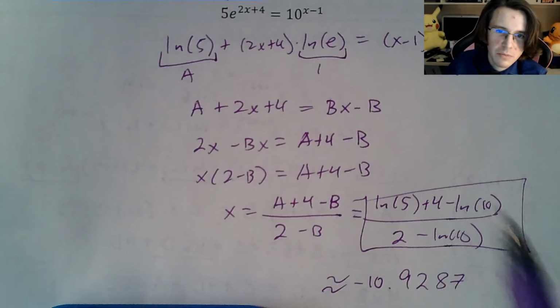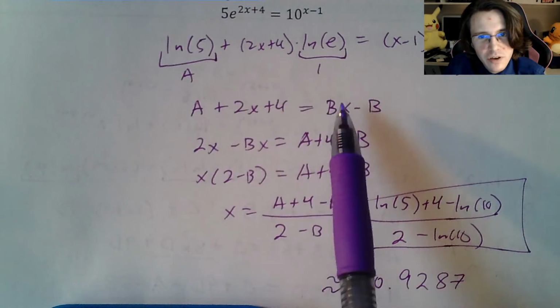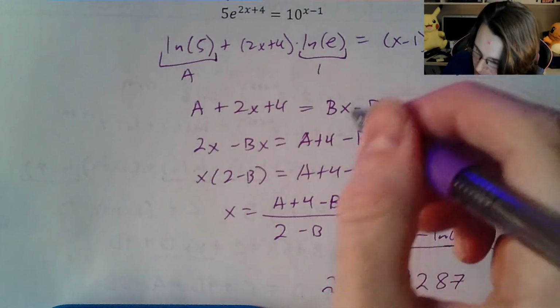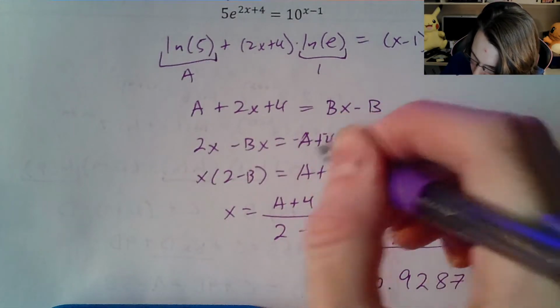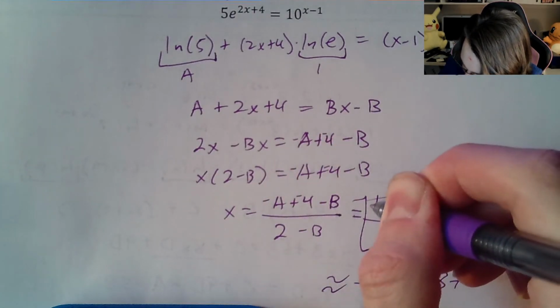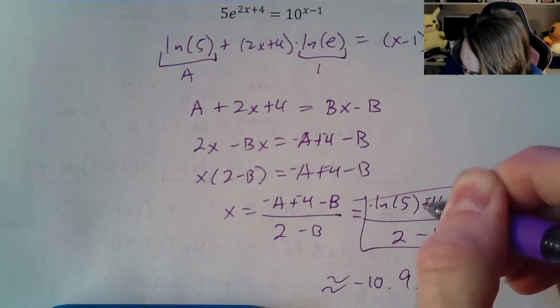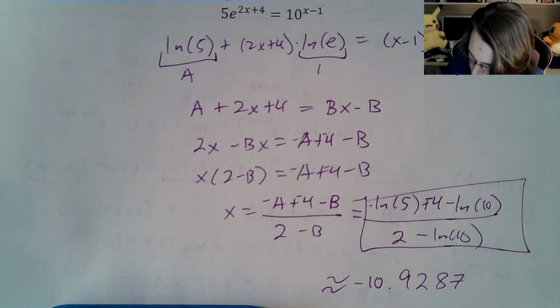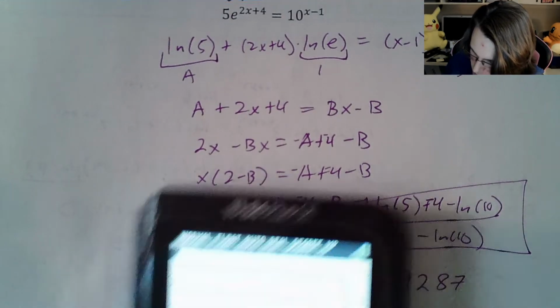So what mistake did I make? Maybe you already found it, but when I brought the a to the other side here, I should have made it a negative a and a negative 4, which, that's a negative a, that's a negative 4, that's a negative a, that's a negative 4, that's a negative ln of 5, and that's a negative 4. Woof, all those mistakes. So let's go back and fix those two things.